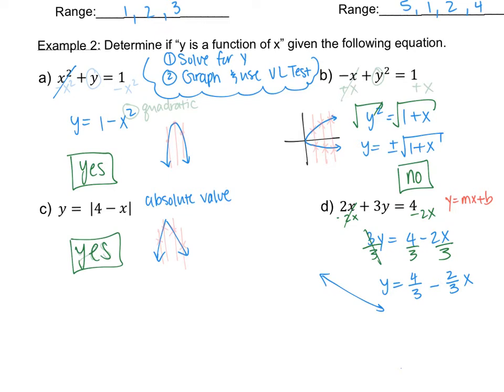And so in this case, if I were to use the vertical line test and check to make sure it only hits one time on the graph, it is, right? It's not going to fail the vertical line test because it's only going to hit one spot on that line. So in this case, yes, it passes the vertical line test, so it is a function.